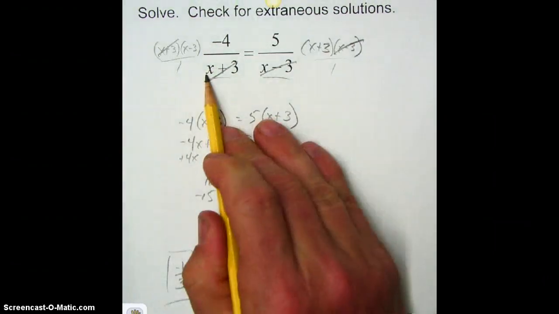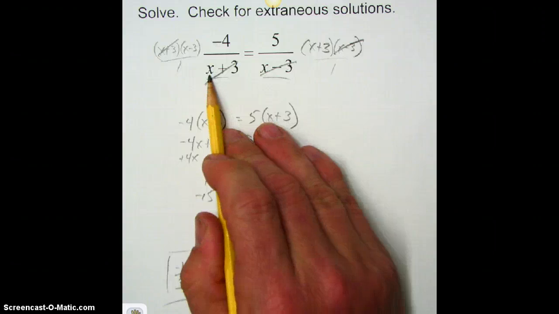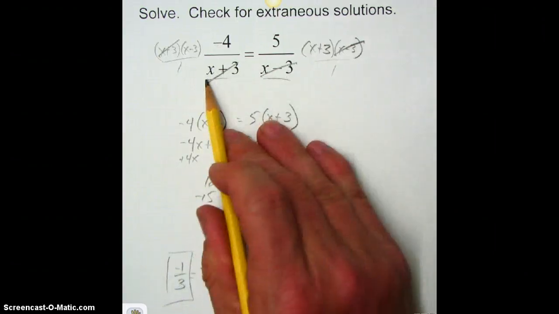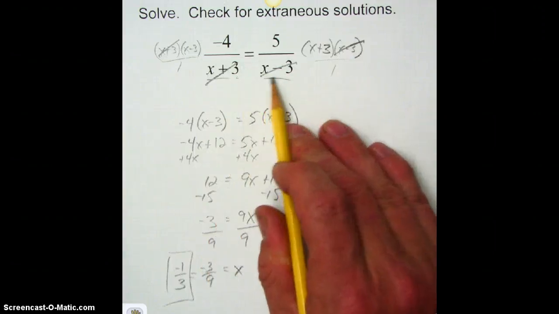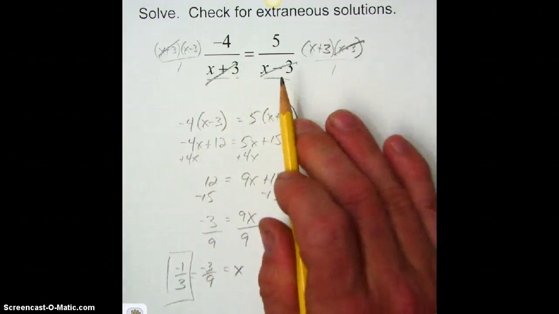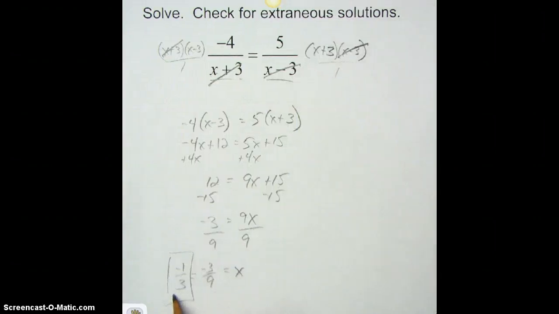Again, I have variables in my denominator, so I got to check. Negative 1/3 plus 3, will that give me a 0? No. Negative 1/3 minus 3, will that give me a 0? No. So therefore, this is a solution.